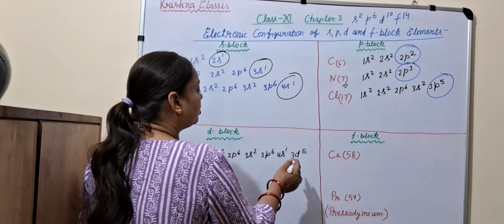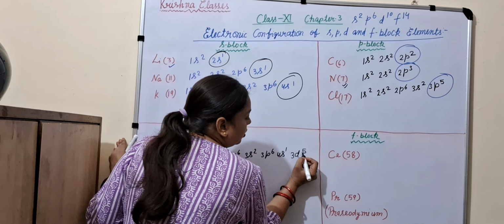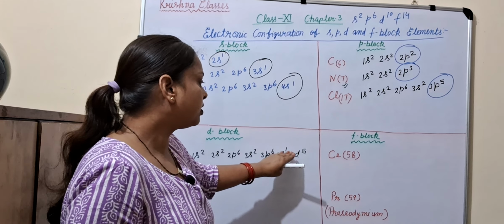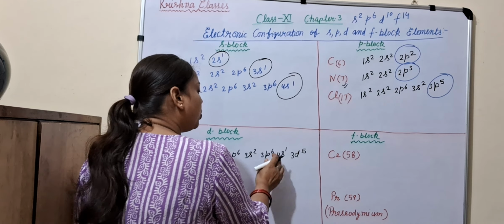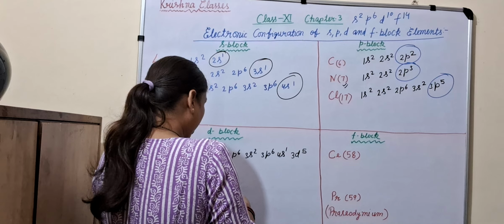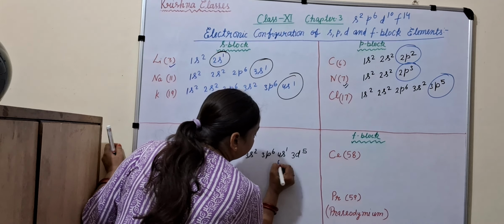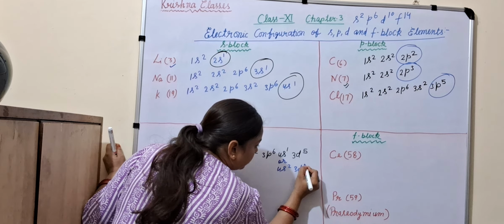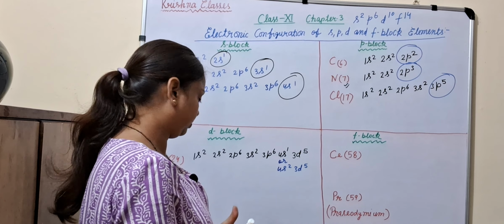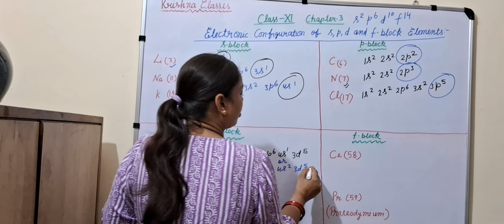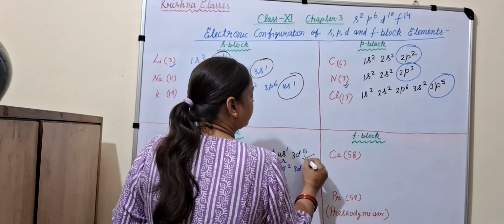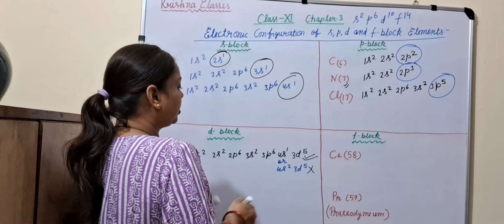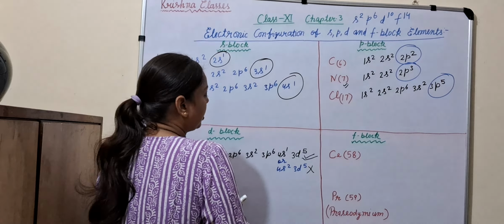Why does the last electron go in the d subshell, not in the s subshell to complete 4s2? It means, why does 4s2 3d4 not happen here? This is wrong and this one is right. Why? I described it in my previous class. I will describe again why this happens.